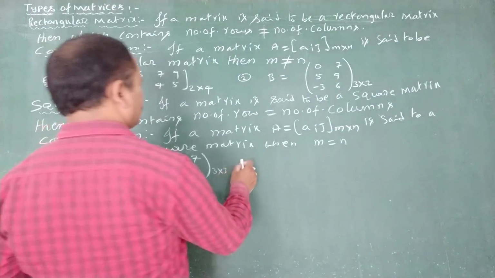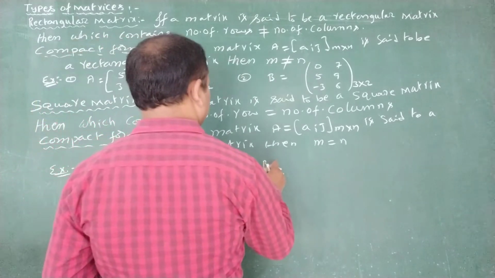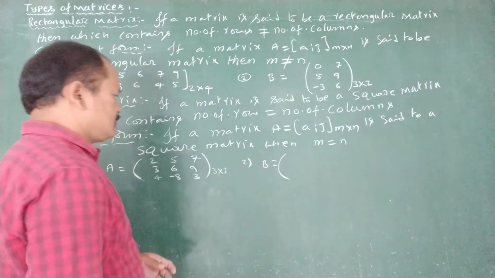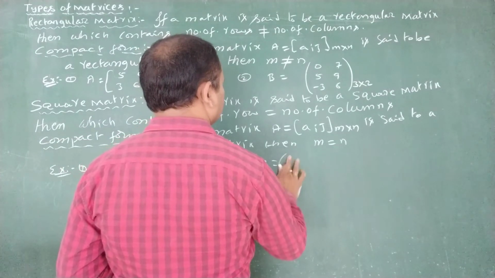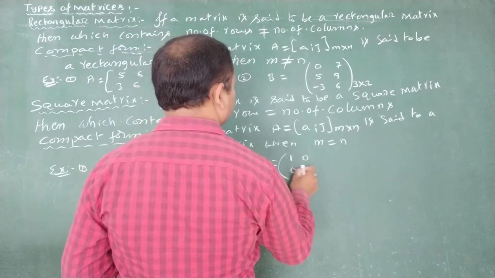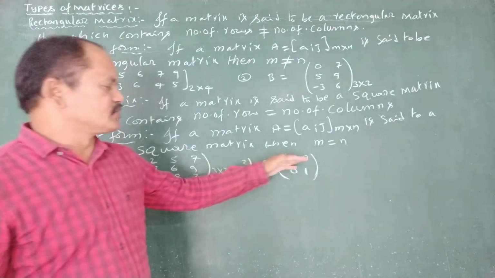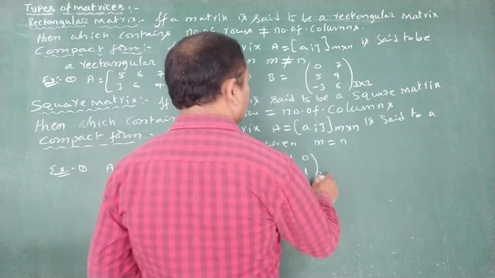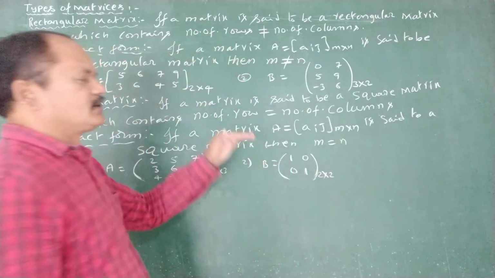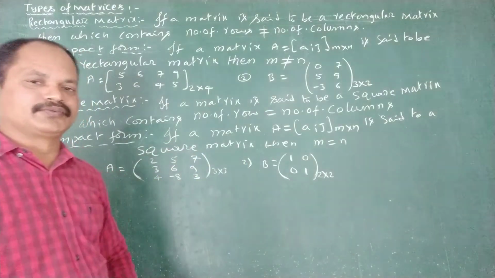So one more example, that is example 2. That is taken as B. Here it is 0, 0, 1. So this contains 2 rows and 2 columns. That's why it is the square matrix of order 2.